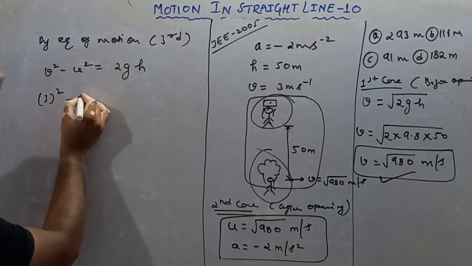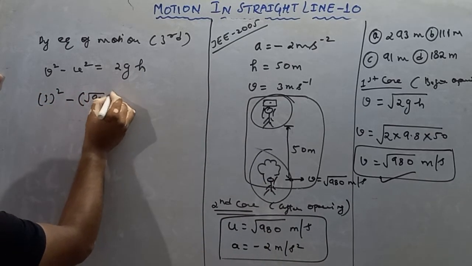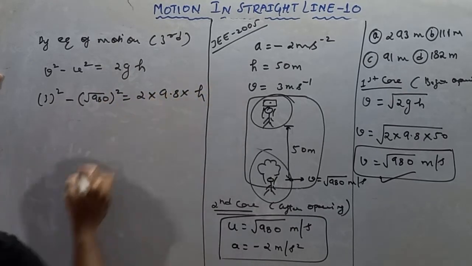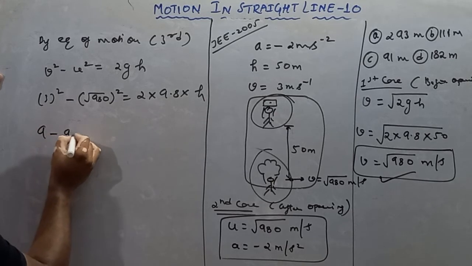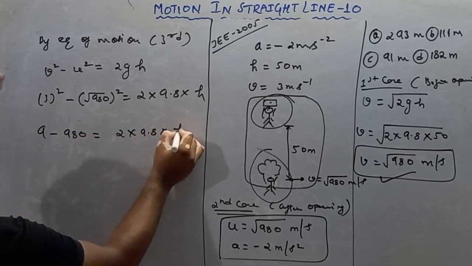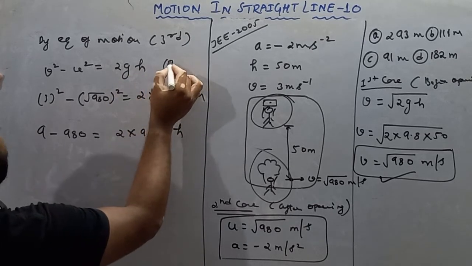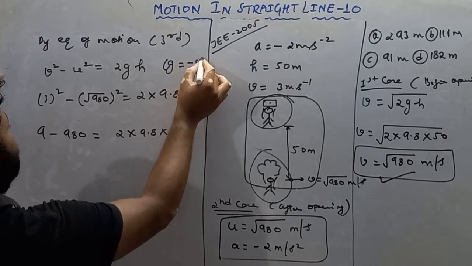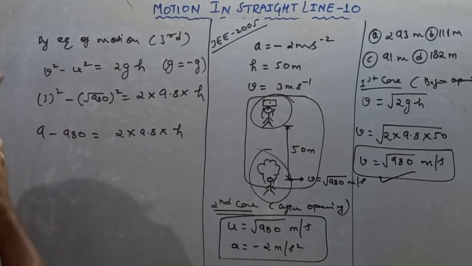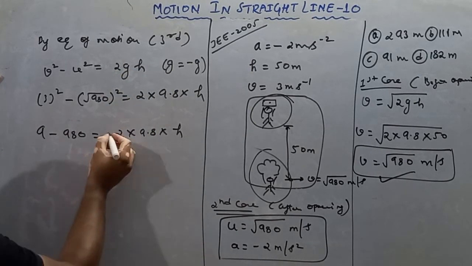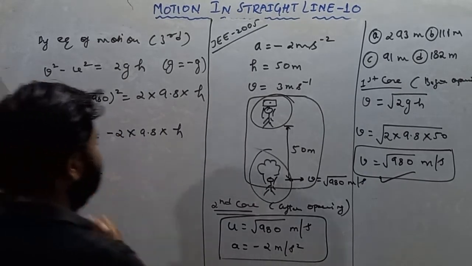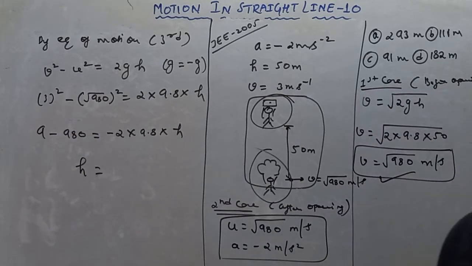So 3 square minus root 980 square is equal to 2 into g, which is 9.8, into the height we have to find. 9 minus 980 is equal to 2 into 9.8 into h. I already told you, instead of g we'll put minus g, because the direction of acceleration is negative. Now try to solve for the value. You'll get the answer in meters.